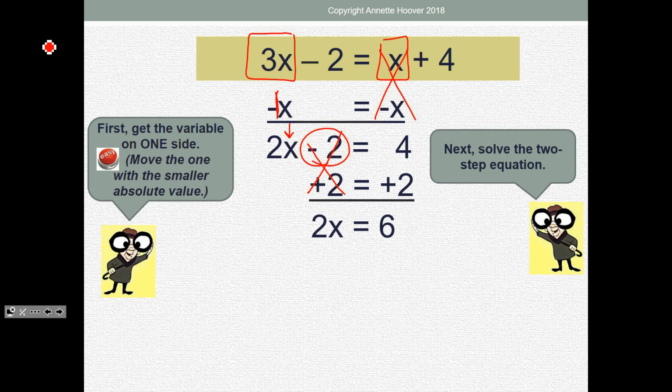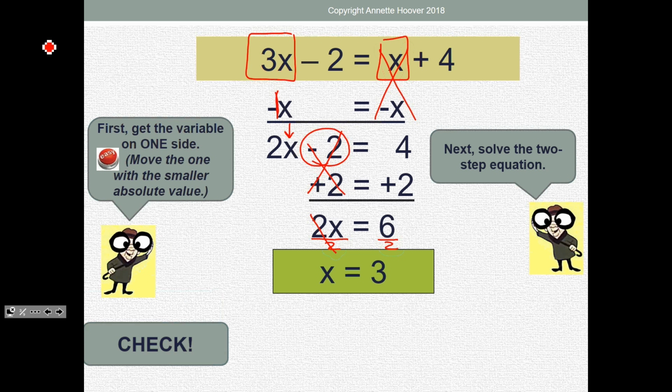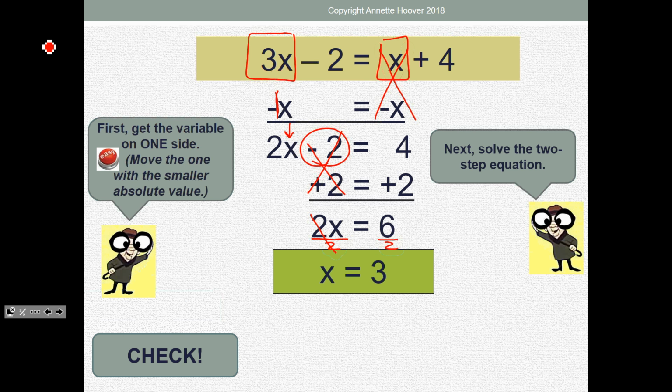The variable is now being multiplied by 2, so we want to divide both sides by 2. I'll show that right here. 2 divided by 2 is 1, so there's our 1x that we have left on the left, and 6 divided by 2 is 3. We can also check this by plugging 3 back into the original equation for all the x's.